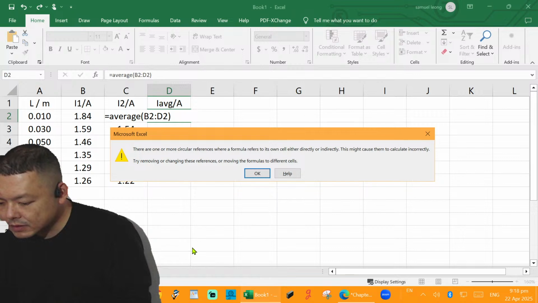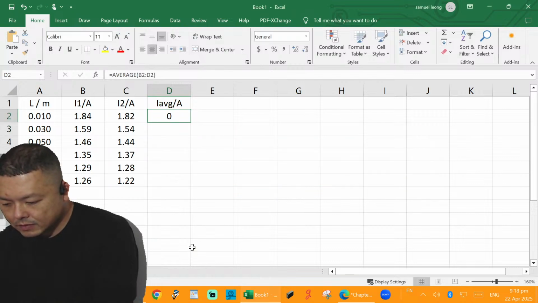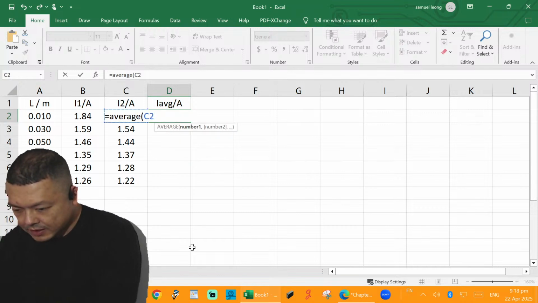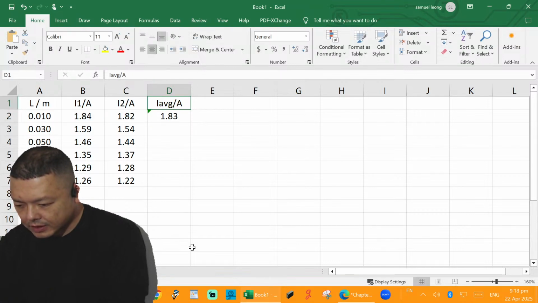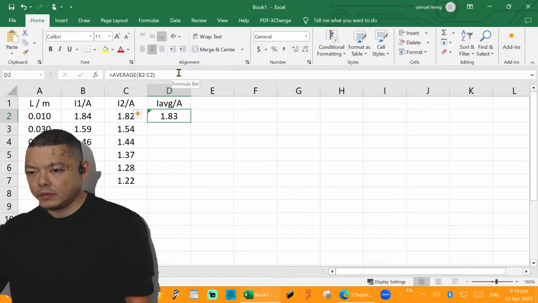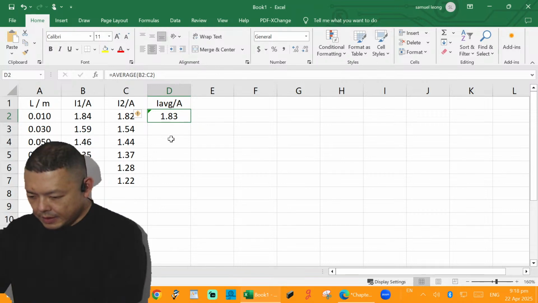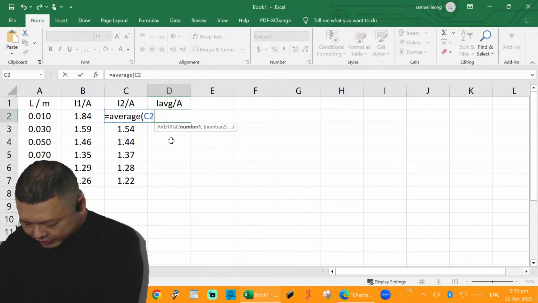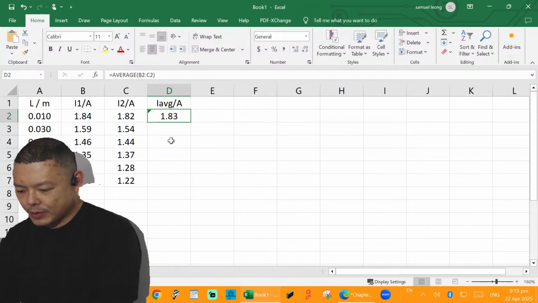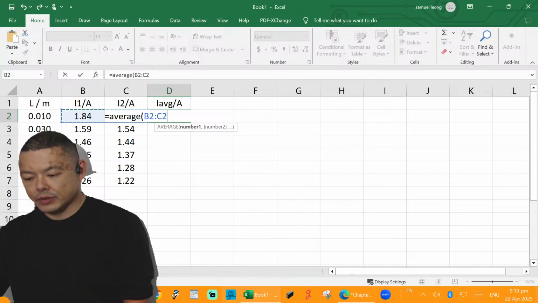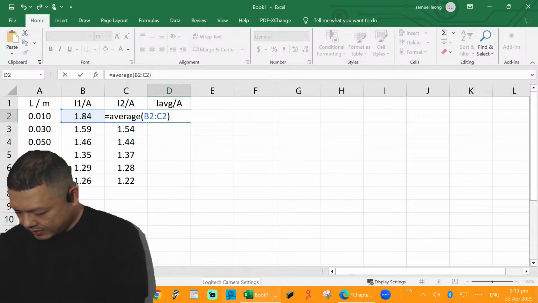Equals to average of this cell and this cell. Why is that cyclic? Did I make a mistake? Equals to average of, I will press left one time, then I shift and I press left again. Sorry, too troublesome, then you do this: average, open bracket, then you just use your mouse and highlight the two cells like that, then you can enter.